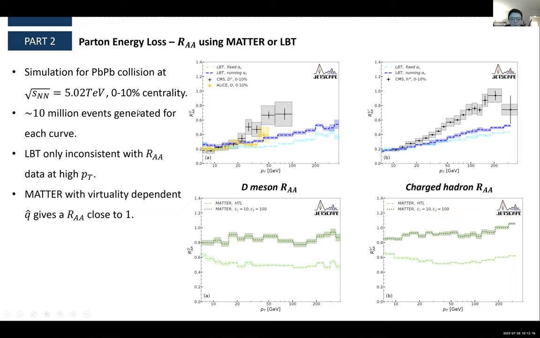And so let me show some simulation results of both the D-meson RAA and the charged-hadron RAA in lead-lead collisions at 5.02 TeV and 0 to 10 centrality. On the top plot, we are showing the LBT only simulations, where we are also considering a fixed alpha_s, which is this light blue curve, and also a running alpha_s implementation, which is this dark blue. And we can see the default LBT implementation in JETSCAPE is inconsistent with the RAA data at high pT.